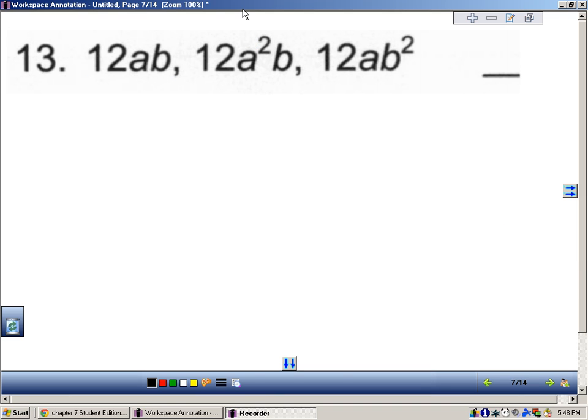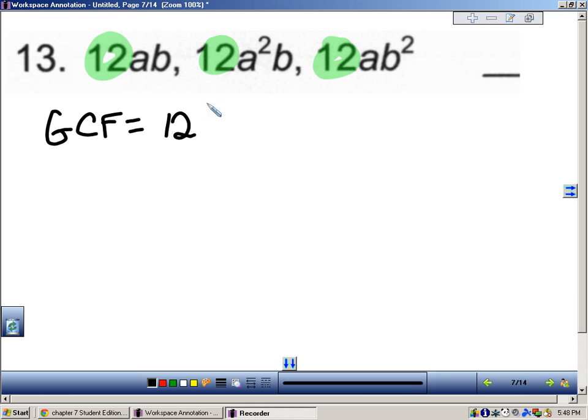Okay, again, another set of 3. So we're looking at 12, 12, and 12. That's part of our GCF. Okay, let's look at our common variables. The lowest power there is a, right? And our common variables for the letter b. And the lowest power there is b.